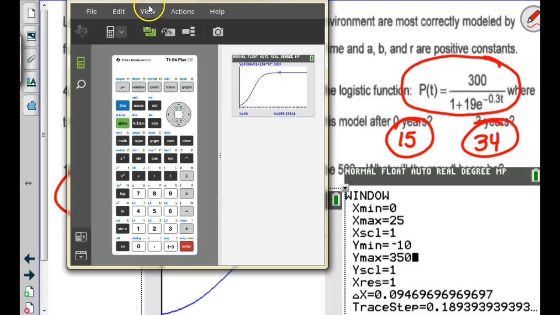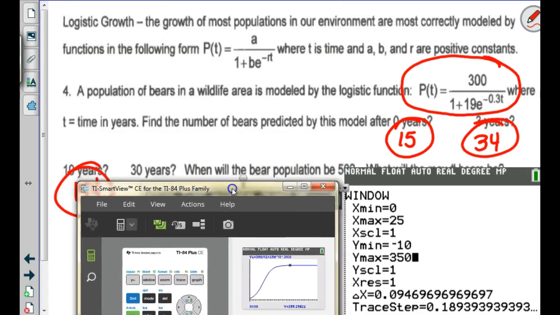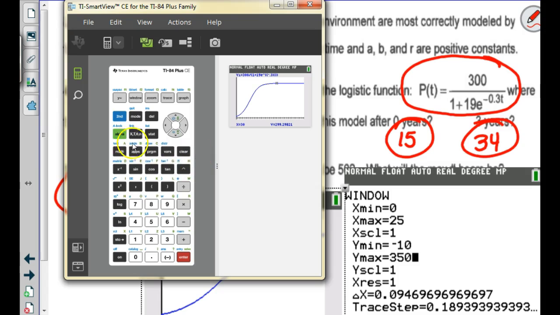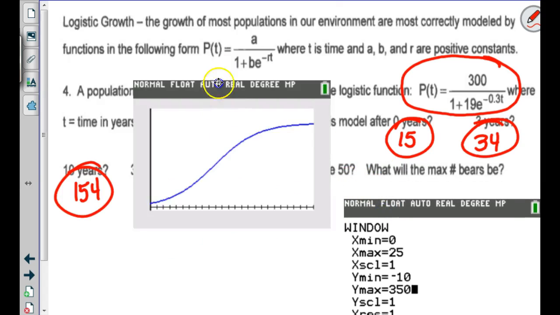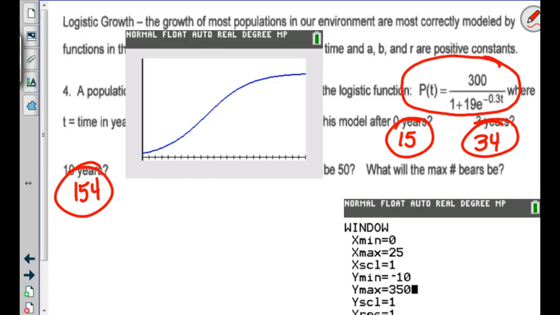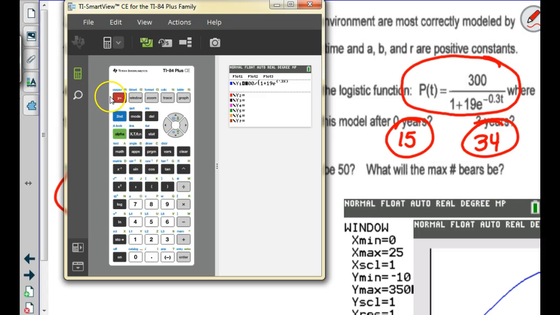Okay. And then the question says, when were there 500 bears? How could we find that? Oh, this says, oh, when was the bear population 50? Okay. So how can we find when it was 50? Anybody know? We could plug a 50 in and try to work backwards, and it would kind of be a nightmare. We could do it, but it'd be a big hot mess. What's the easiest way to do this?